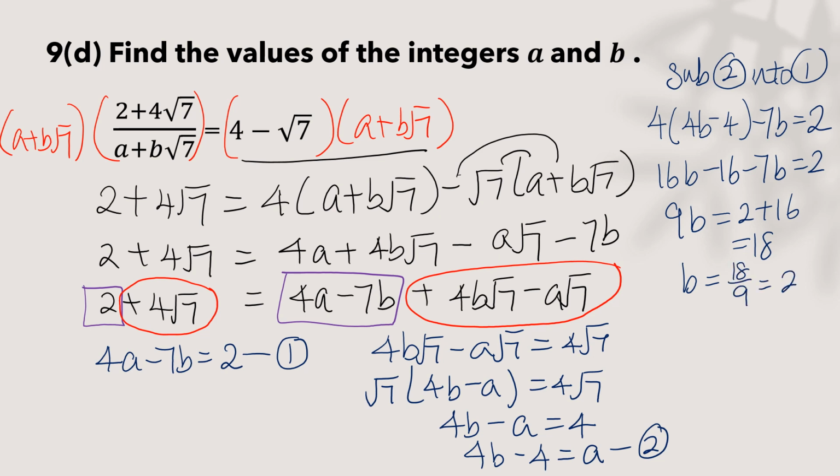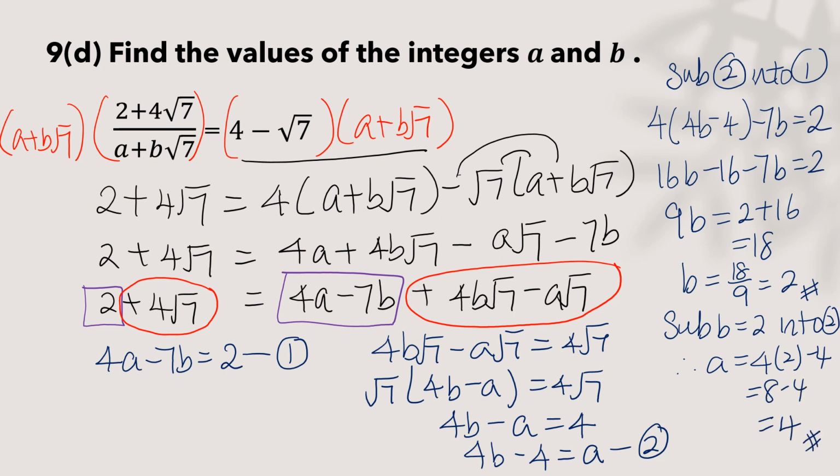and give me 2. So after finding the value for b, we're just going to substitute b equals 2 into equation 2. So therefore a will just be 4 times 2 minus 4. That will give me 8 minus 4 equals 4.